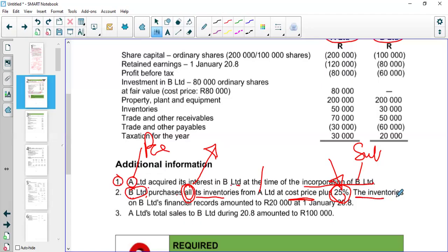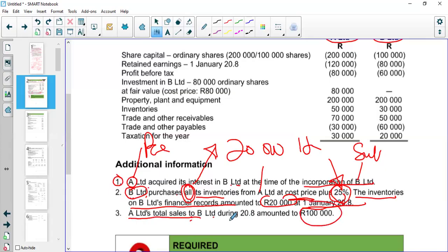So the inventories on B Limited's financial records amounted to 20,000 at the beginning of the year. So that's 1 January, 20,000. All right, this is very nice. And A Limited's total sales to B, this is an intragroup transaction, is 100,000 for the year.